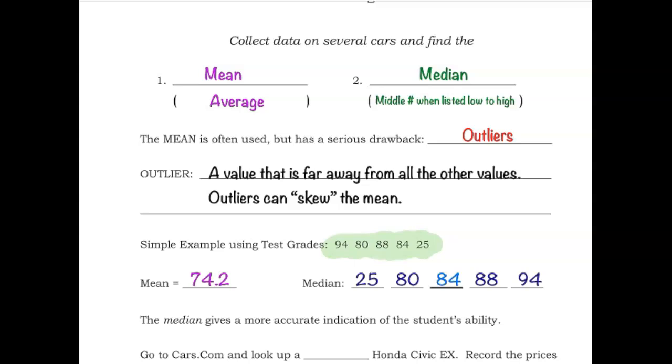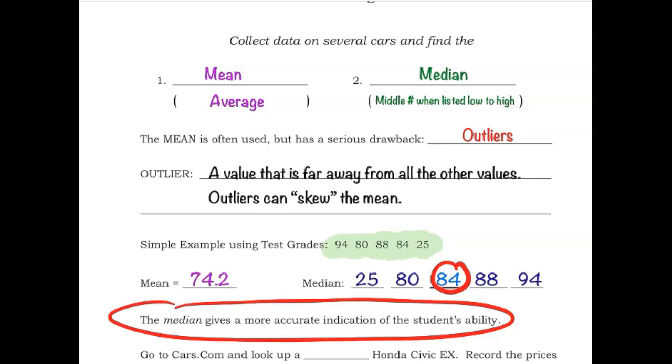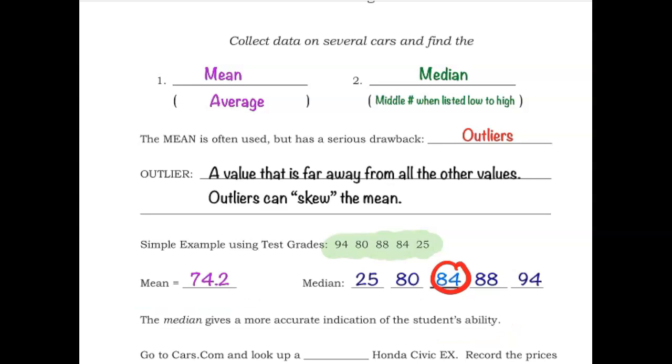So if you lined them up, lowest to highest, 25, 80, 84, 88, 94, and you looked at the middle, the median is 84. So that median would give a little bit better of an indication of that student's ability. That 25 was an anomaly. We don't know what happened there, but they proved themselves 4 other times. So we're going to just chop it off as an end value, work our way to the middle, and get 84.